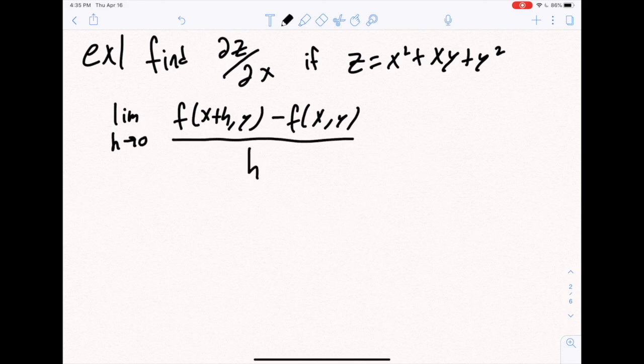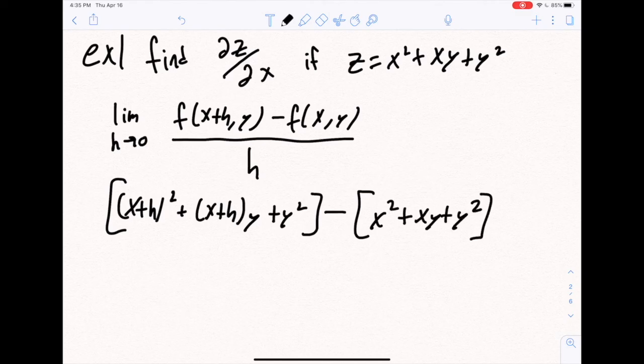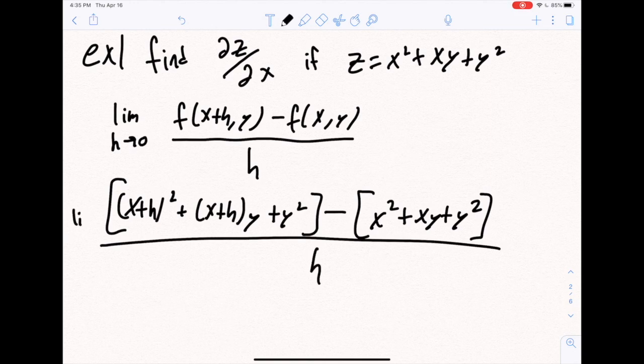Okay, so plugging in x plus h into the function, we're going to get x plus h squared plus x plus h times y plus y squared. That whole quantity, we're going to subtract from it x squared plus xy plus y squared. We're going to put that all over h, and we're going to take the limit as h goes to 0.